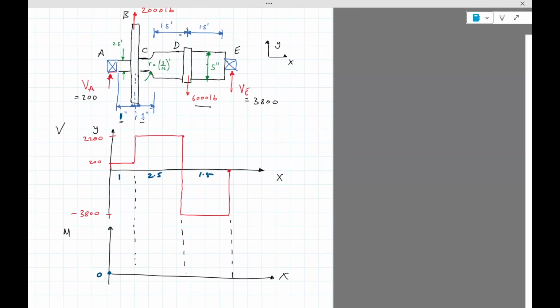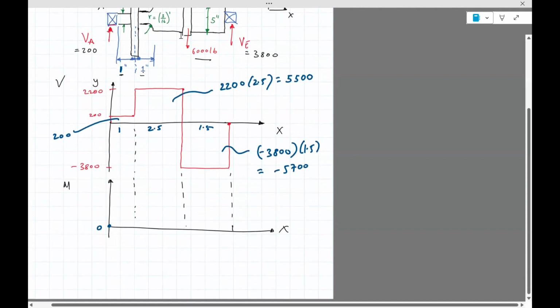Okay, so this area is 200, so 200 times 1. This area is going to be 2200 times 2.5. It's 5500. And this area is minus 3800 times 1.5, which is equal to minus 5700. Okay, with that, we are ready to draw the bending moment diagram.